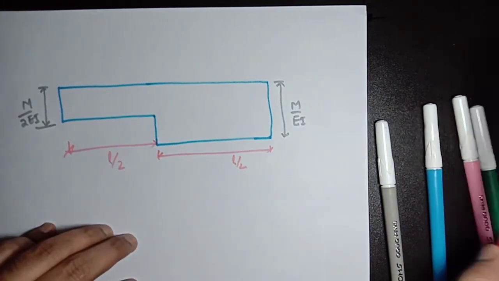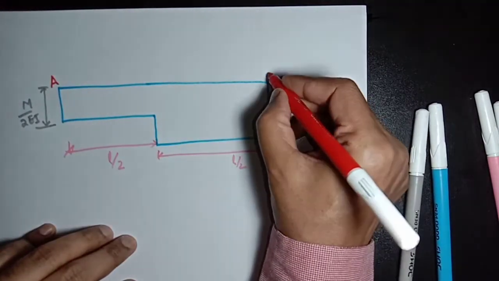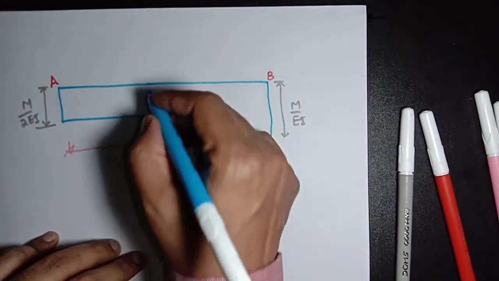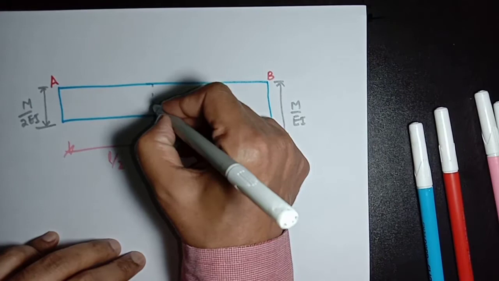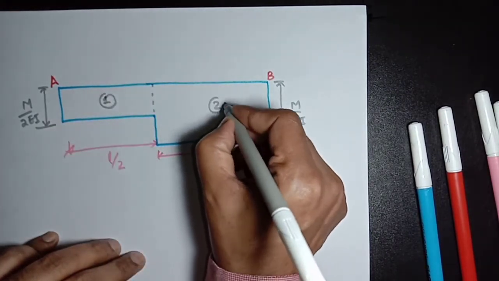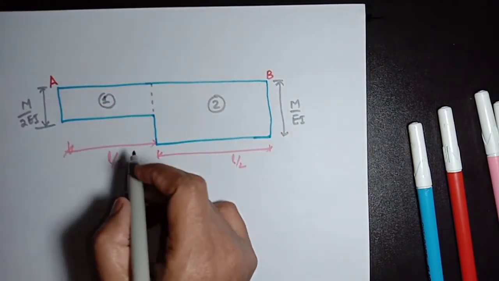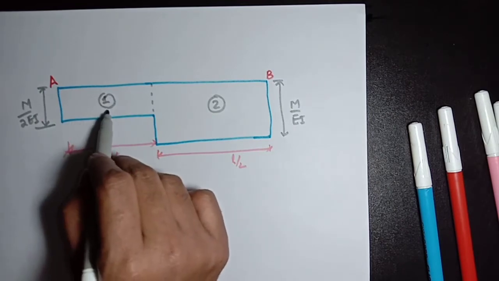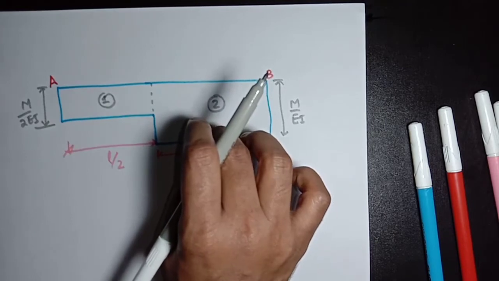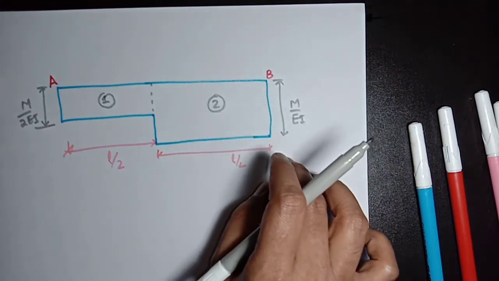Now this is the fixed end, and this is the free end, and this is also a rectangular part, so we're taking this as 1, and this as 2. Now the area of this one multiplying its centroid, and the area of this rectangle with its centroid, will give the total deflection at point B.